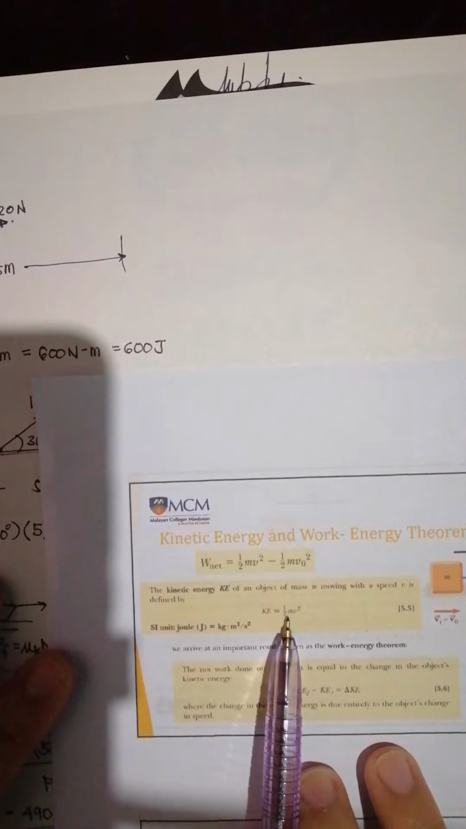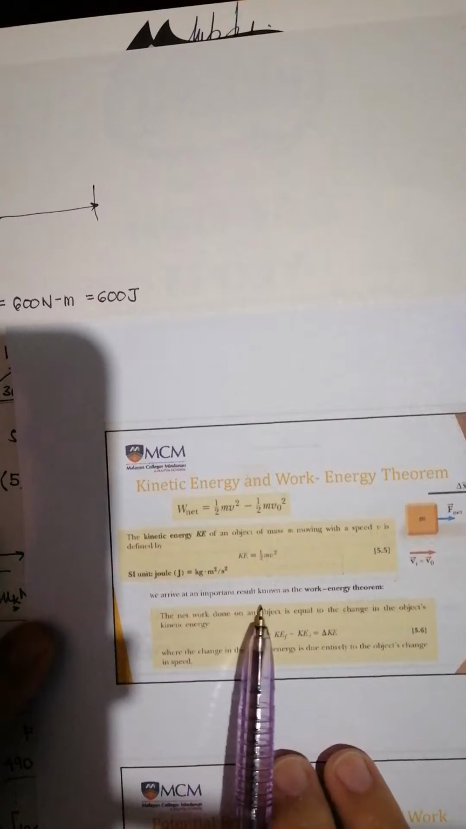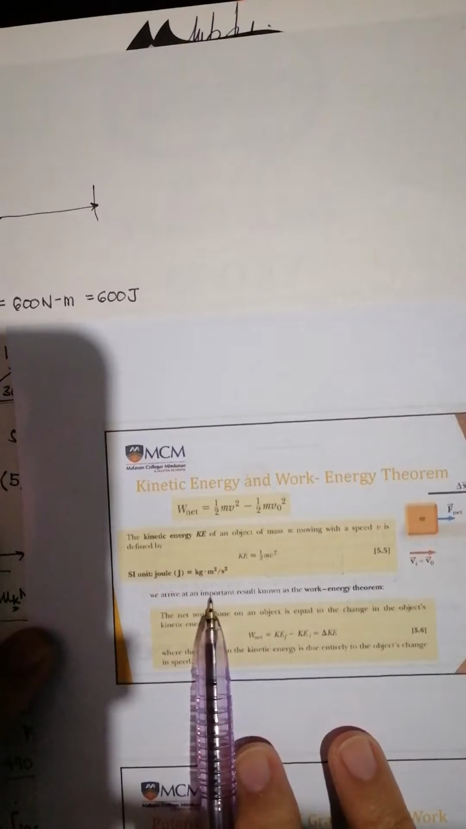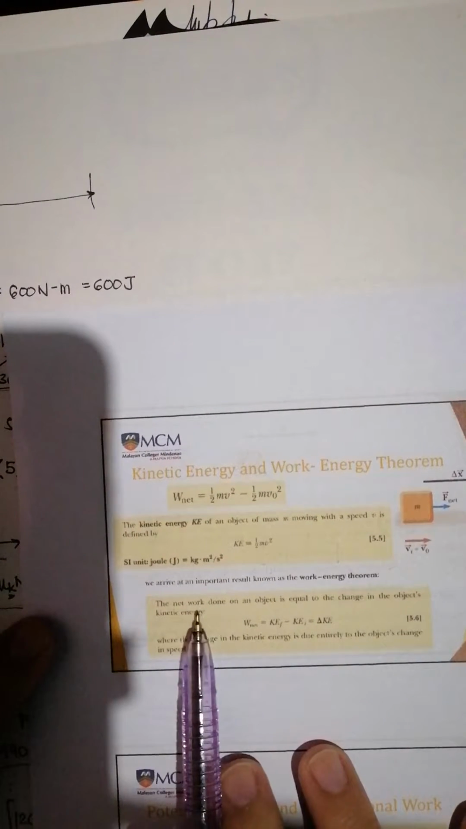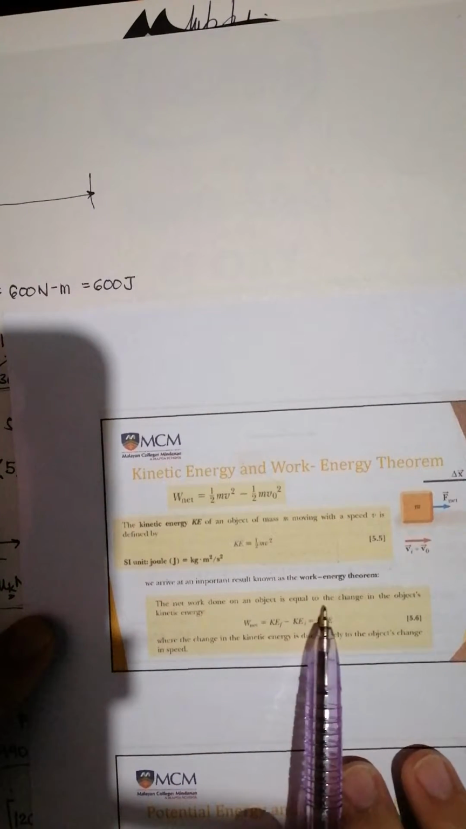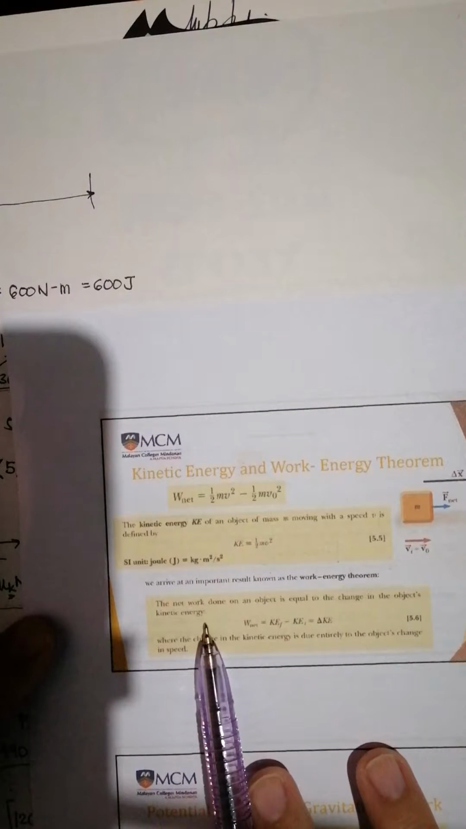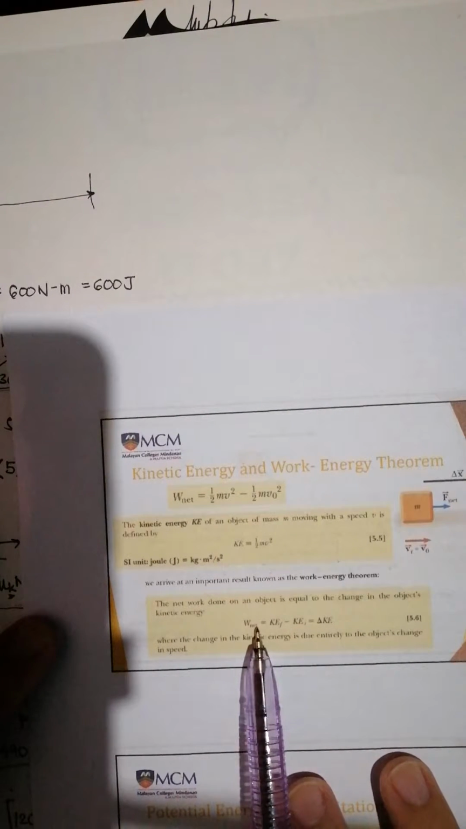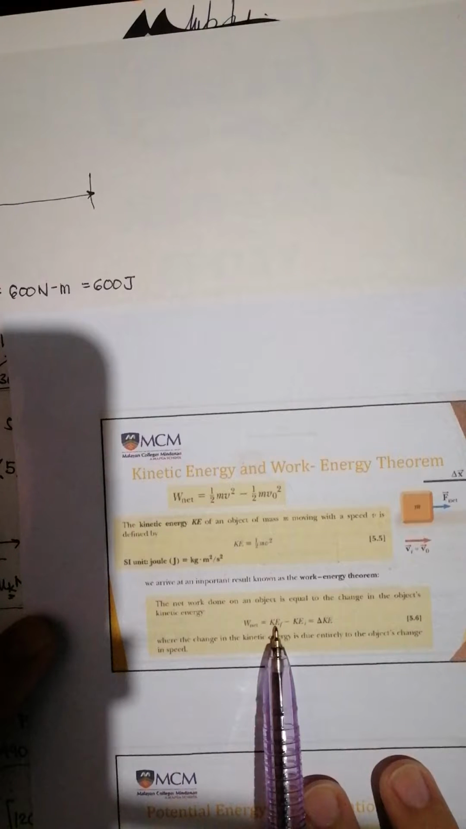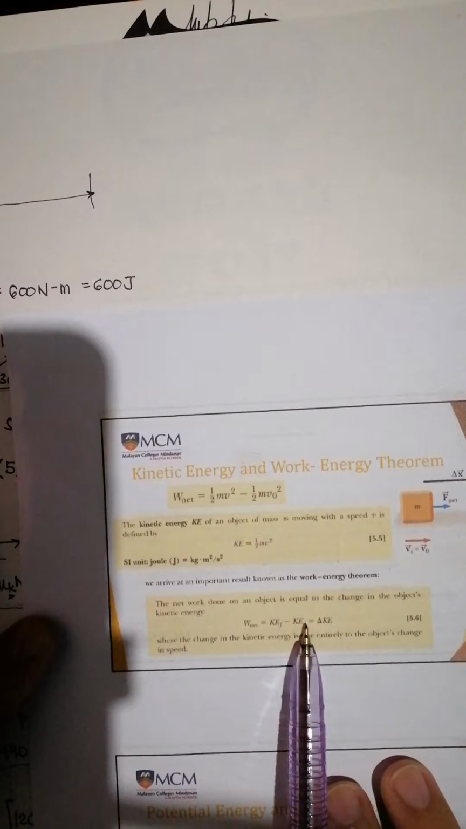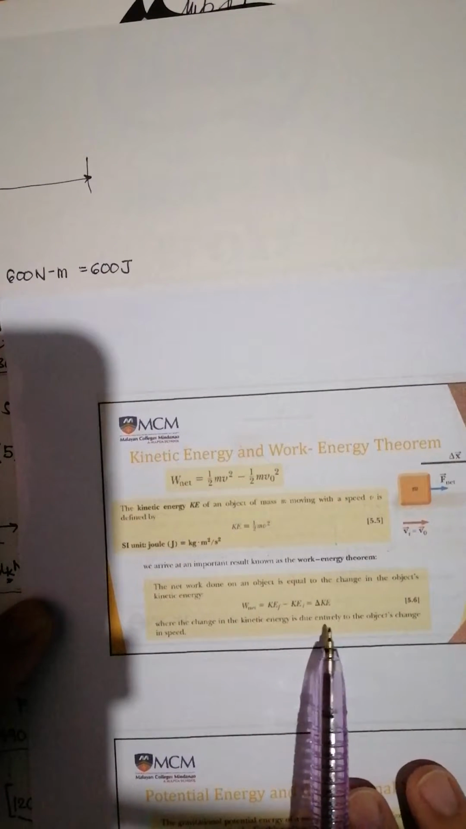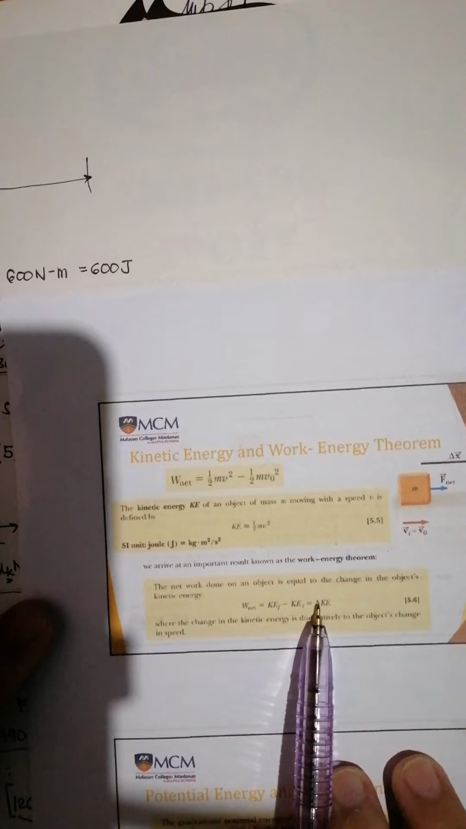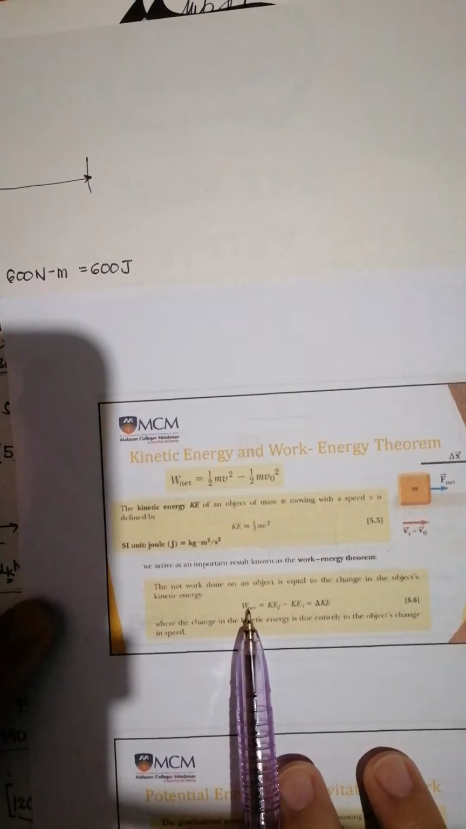Okay, now we arrive at an important result known as the work energy theorem, so that the net work done on an object is equal to the change in the object's kinetic energy. So the final kinetic energy minus the initial kinetic energy, or rather delta KE, the change in the kinetic energy of an object, is the net work done on the object.